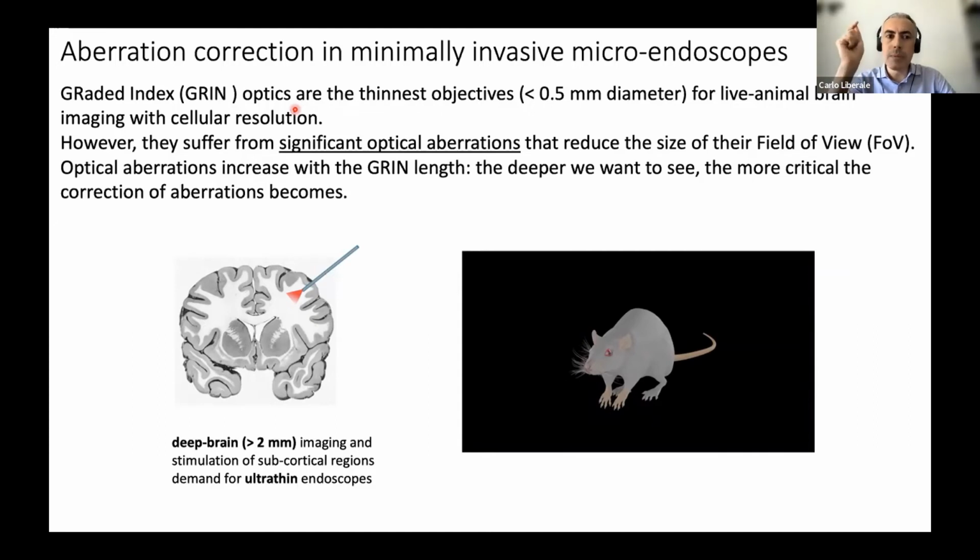What is the problem? The problem of these devices is that they have aberration. Which means that if you move away from the center of the field of view, the quality of the image degrades very quickly, and this is more evident for longer GRIN lenses, which means that if you want to do subcortical imaging, you need relatively long GRIN lenses, you are more affected by this aberration, and so you suffer from this.